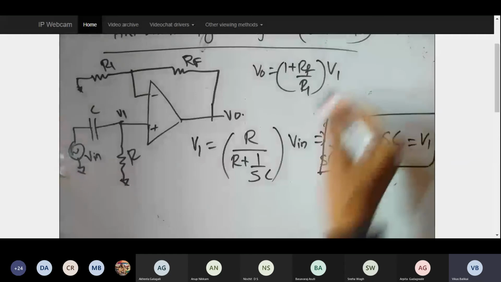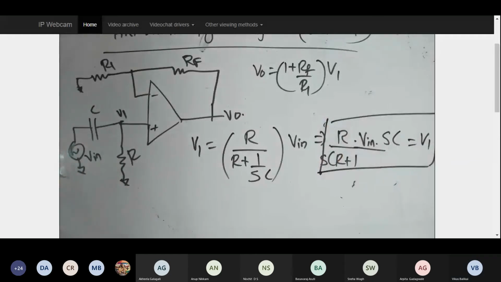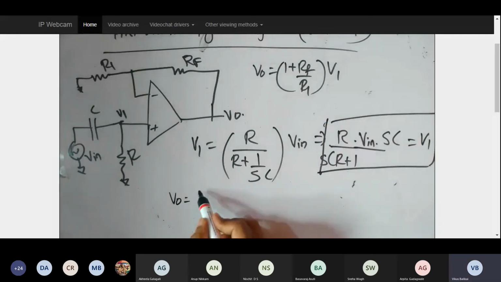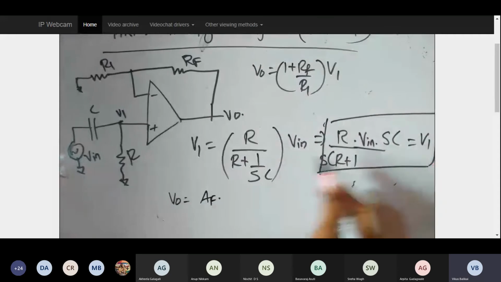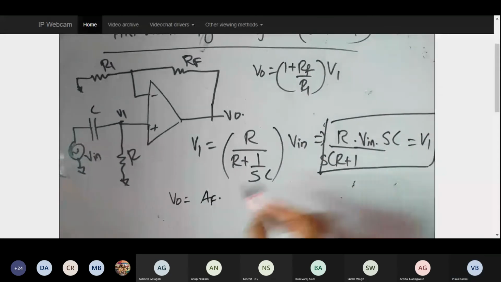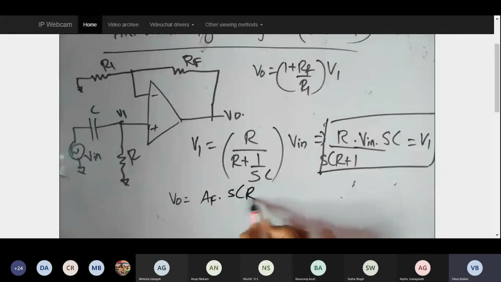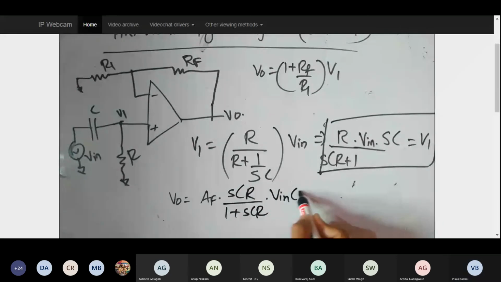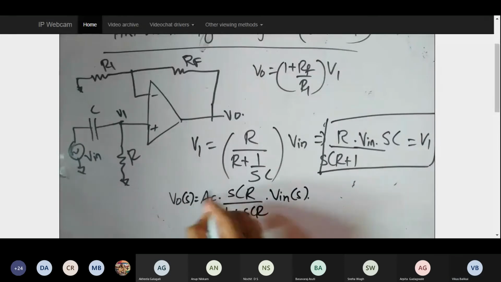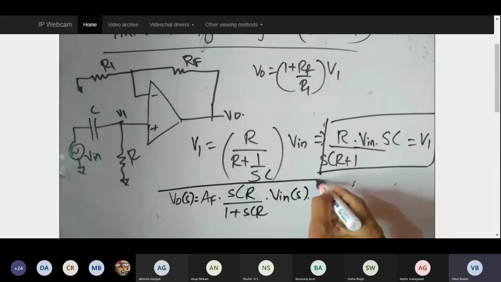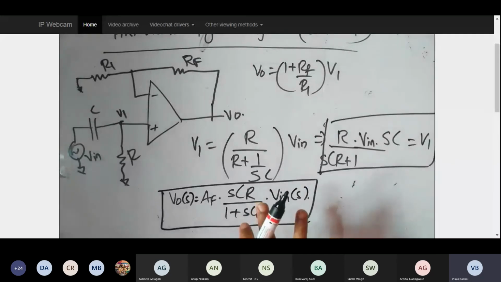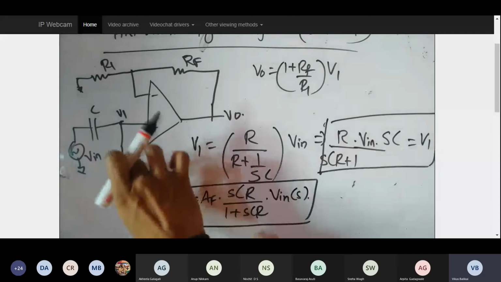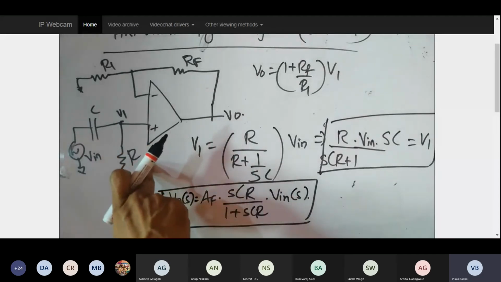So ultimately my V0 equation now will be, rather than 1 plus RF by R1, I'm going to keep it as AF only. V1 is given here, which I obtained over here. So let's plug the things in: SCR divided by 1 plus SCR, multiplied by Vin of S, and this is V0 of S. I obtained my output equation. The same derivation we did for the first order low pass filter. The difference is just that there was a capacitor, and in its place here there is a resistance. Other than that, there is no difference.